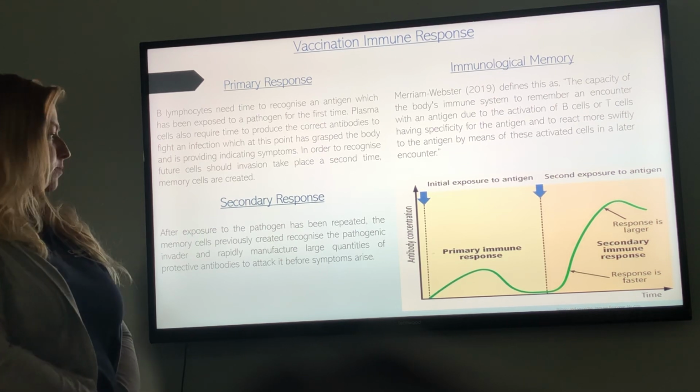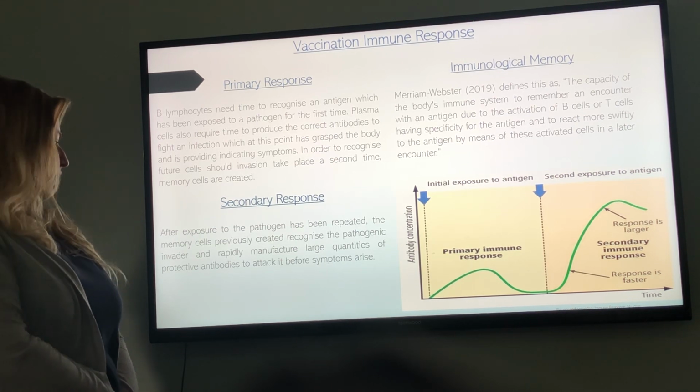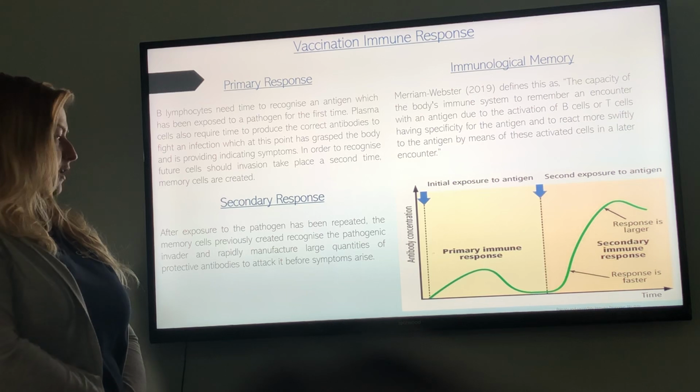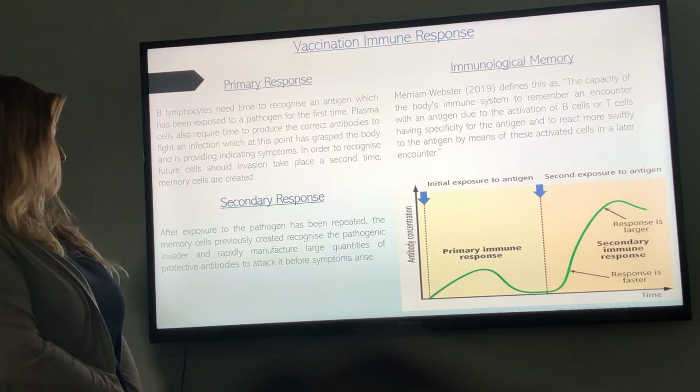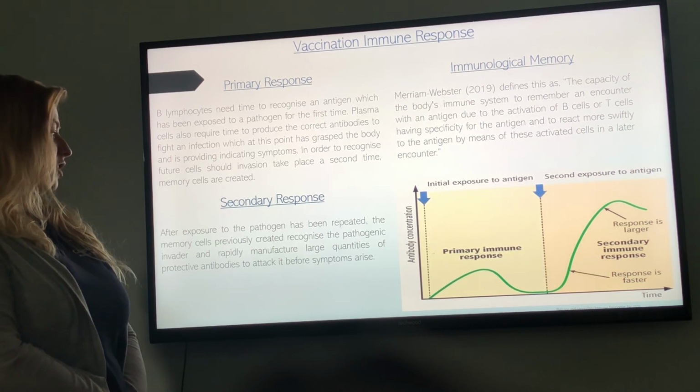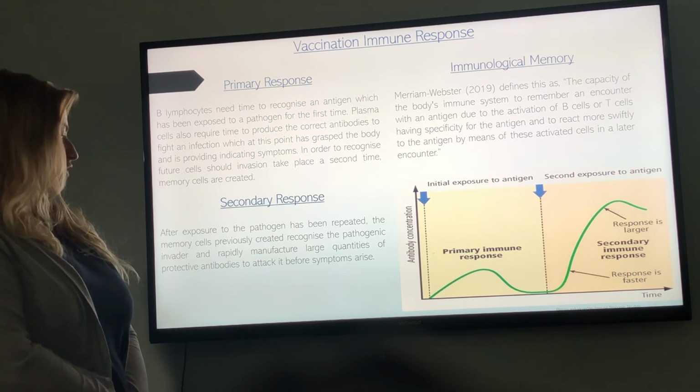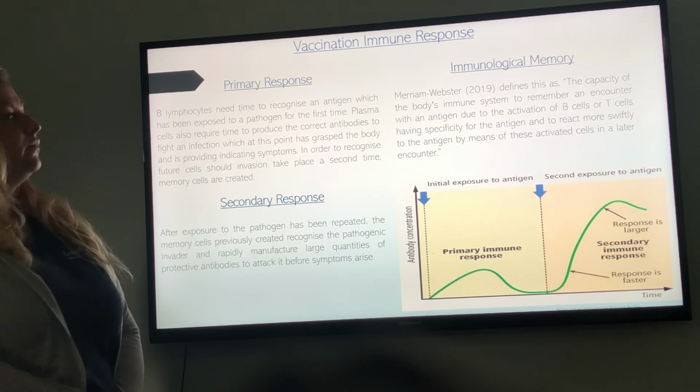Secondary response. After exposure to the pathogen has been repeated, the memory cells previously created recognise the pathogenic invader and rapidly manufacture large quantities of protective antibodies to attack it before symptoms arise.